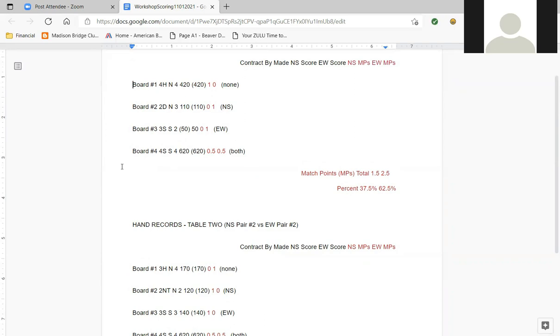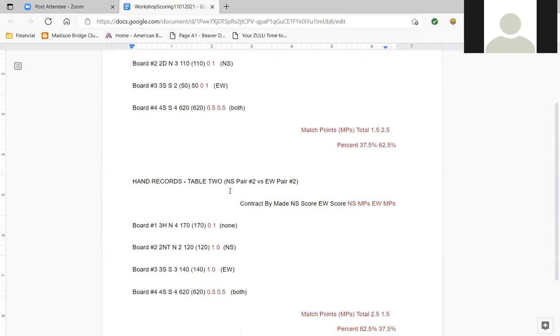In duplicate bridge, what you do is you look at who got the most match points for north-south. Well, north-south at table 1 has a total of 1.5 match points. They could have gotten as many as 4 match points if they'd won on each one of those 4 boards, but they only got 1.5, and that's converted to a percent.